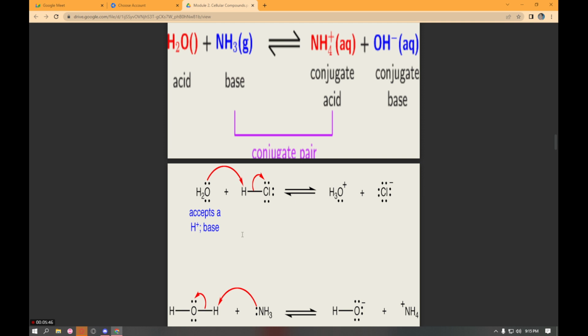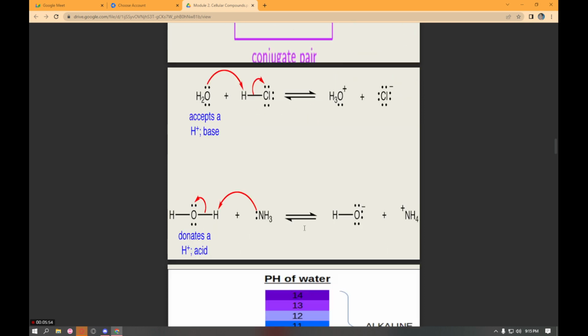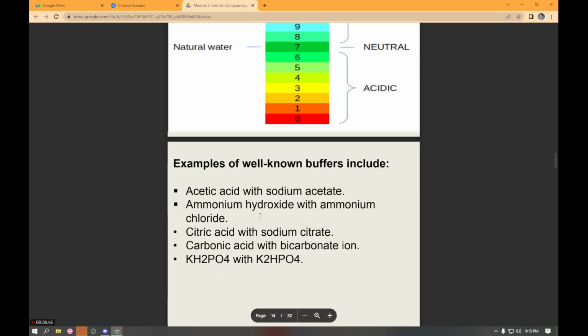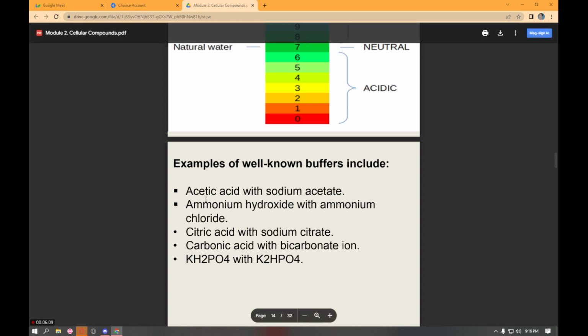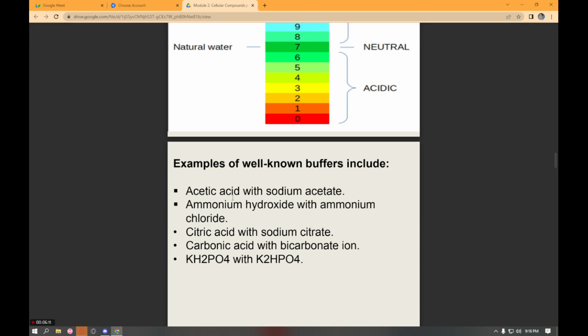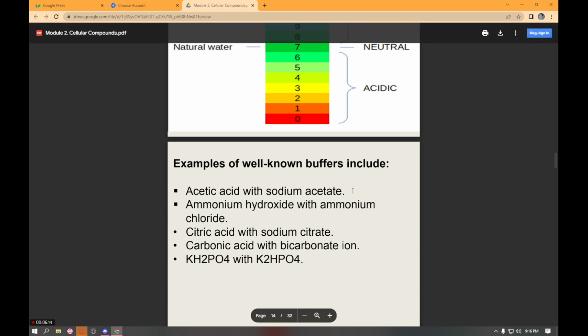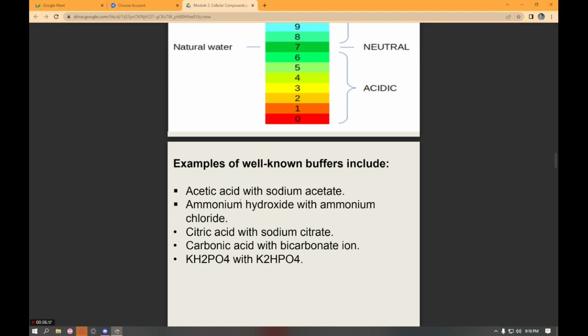But if a water donates a hydrogen to an ammonium or to an ammonia or a base, siya ay considered as an acid. Okay. So, how about when you say the buffers, which is included in your module? When you say buffers, it is the one that neutralizes the acidity or the alkalinity of a substance. Like for example here, if you combine the acetic acid with sodium acetate, your sodium acetate is a base and your acetic acid is an acid, so mag-neutralize siya, and that is what you call the buffers.